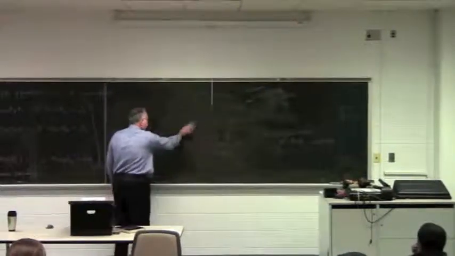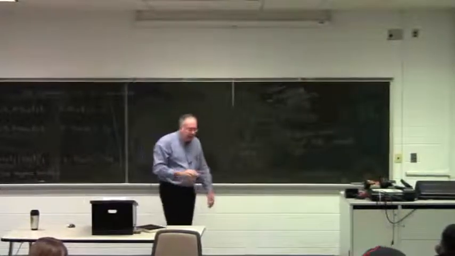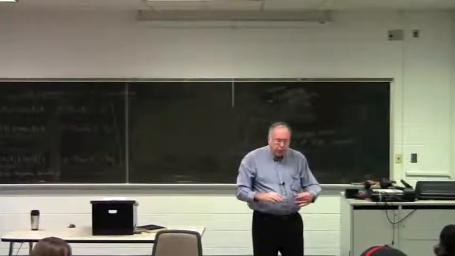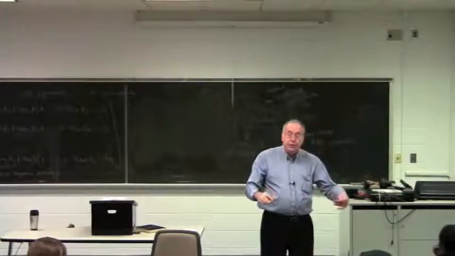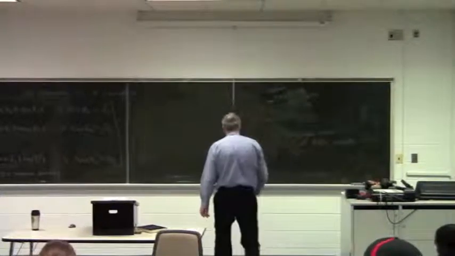Actually, let me just add one more thing. There are two types of multiplication. You can multiply a scalar times a matrix, and you can also multiply two matrices times each other. So there's actually two types of multiplication.